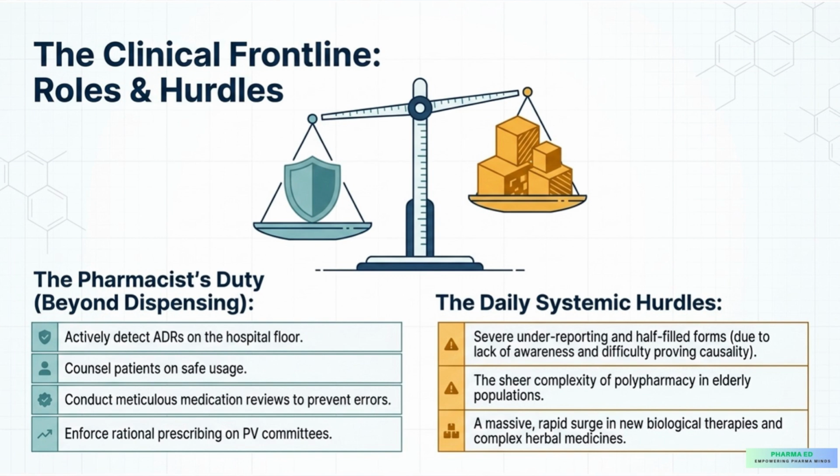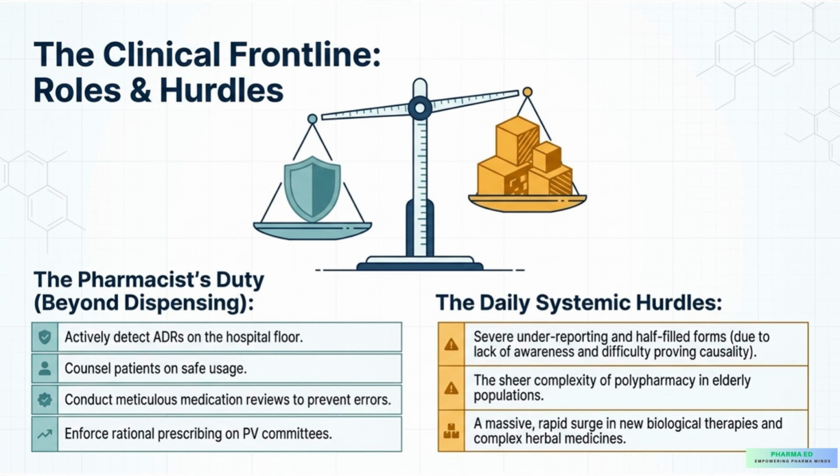Section 6. The future of PV. As future medication experts and clinical pharmacists, you are the frontline defense on the hospital floor, period. Your role goes way, way beyond just dispensing. You have to actively detect ADRs, counsel patients on safe usage, conduct really meticulous medication reviews to prevent errors, and, importantly, sit on hospital pharmacovigilance committees to enforce rational prescribing practices.